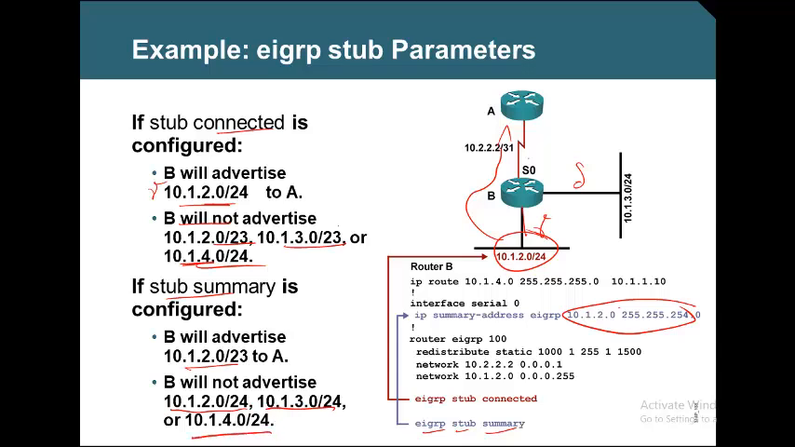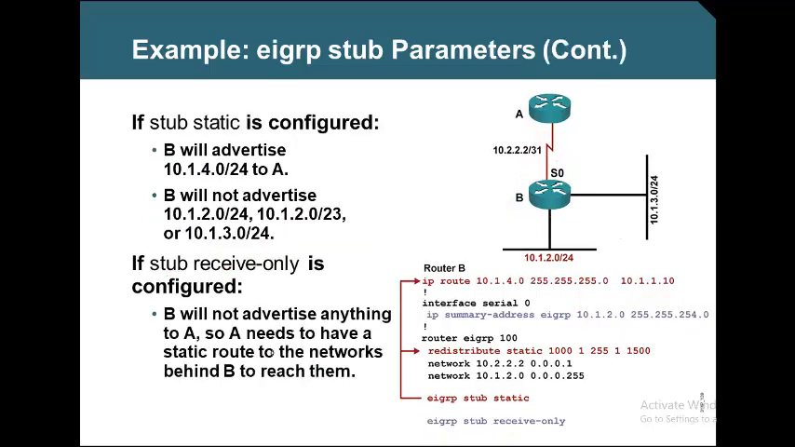Same picture we see here, stub static. When we say stub static, the only network in our example is this, and no other is advertised, not even connected, no summary, no connected, only the redistributed static route.